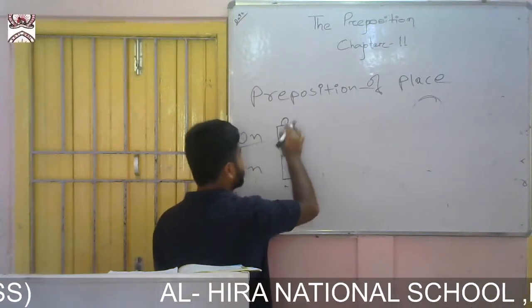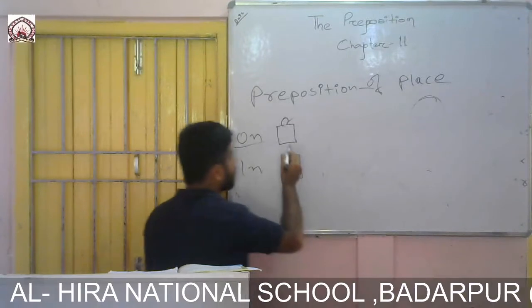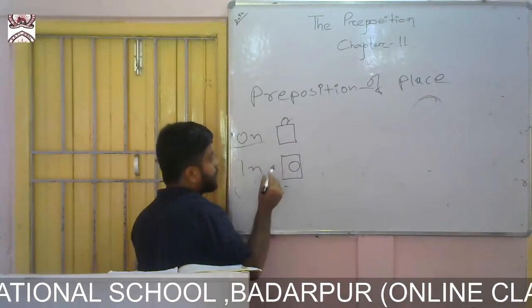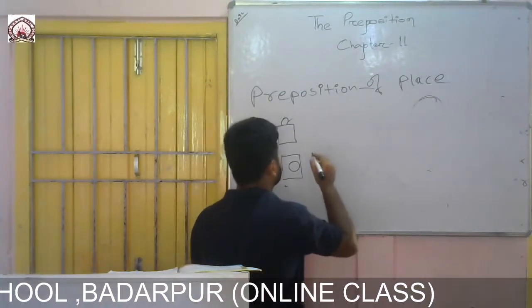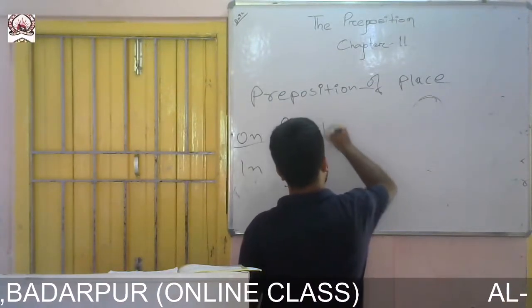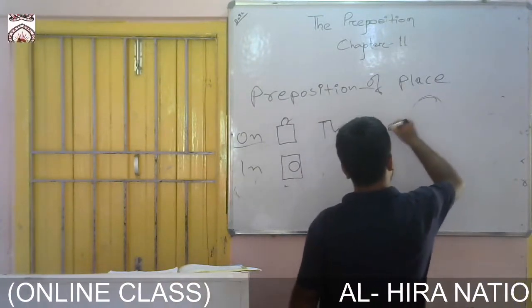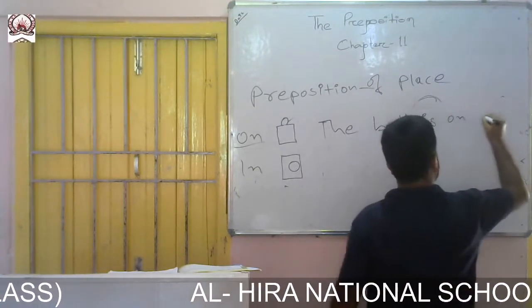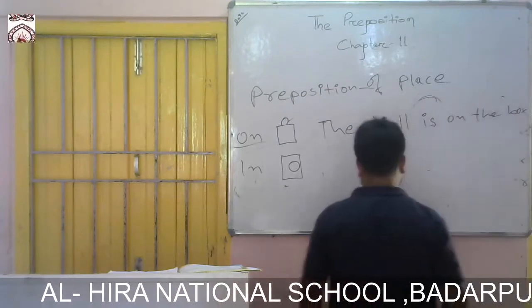Here you can see one ball, an imaginary ball. It is touching the surface. So whenever an object touches a surface, we have to use on. For example, the ball is on the box.